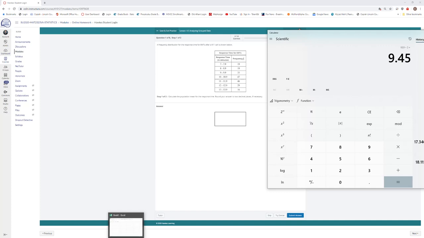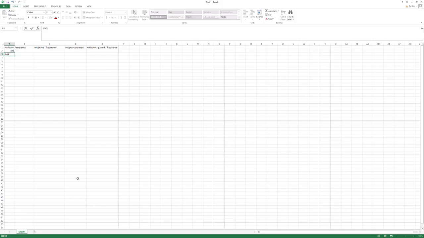We don't want to go too far. We have to make sure we do the 9, the 10, the 11, 12, and 13. Alright, so that's what I'm going to do. 9.45, 10.45, 11.45, 12.45, and then 13.45. And you could have as easily just written those down on a piece of paper.